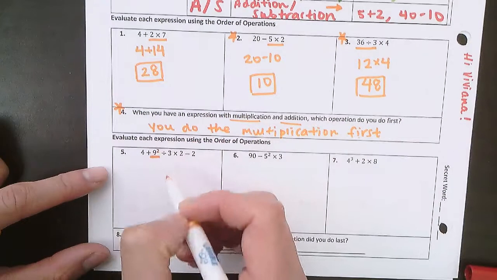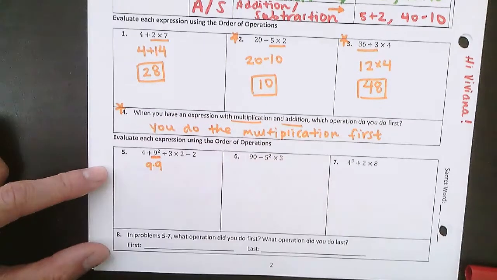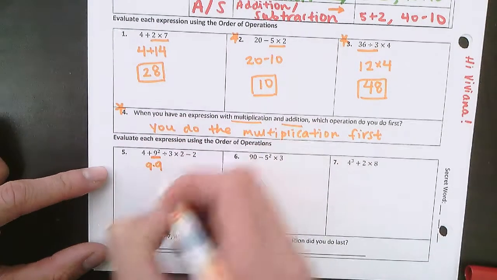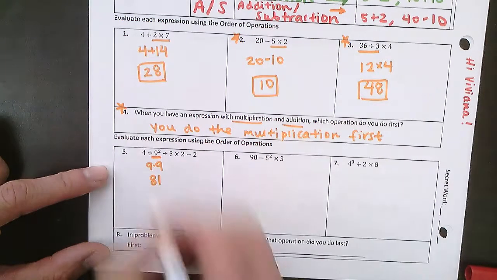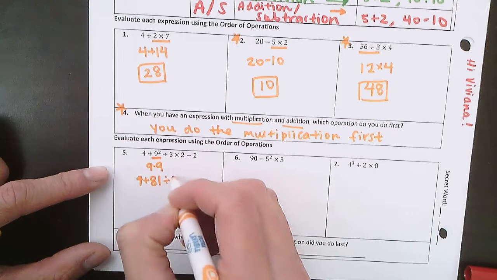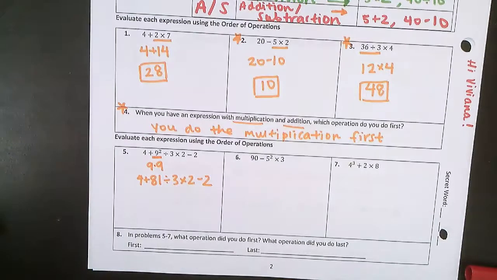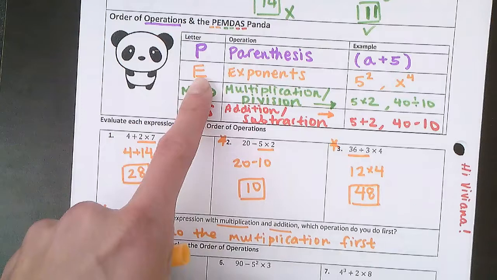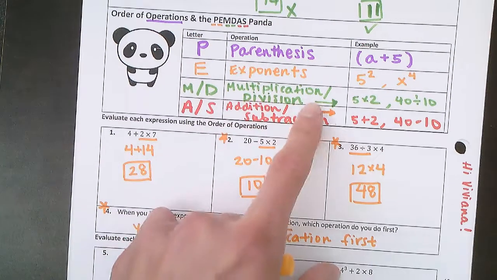9 squared, that's the same thing as 9 times 9. And 9 times 9 is 81. Okay, so now we have 4 plus 81 divided by 3 times 2 minus 2. And we check. What do we do next? We did our exponents. So after that is any multiplication or division going left to right. So let's check.